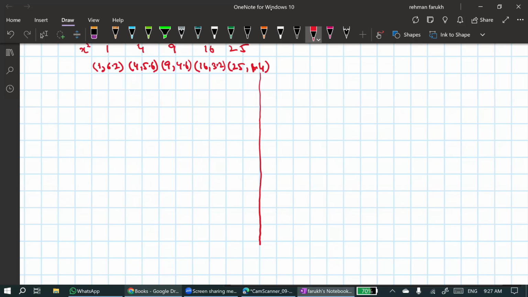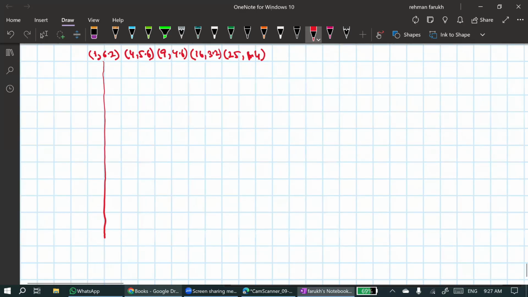We will draw these coordinates on the graph paper and we will draw a straight line. Now you can see that there are no negative values, so we will not draw the negative portion. We will simply draw the positive portion of the graph, that is the first quadrant, in which we will draw only positive values of x and y.